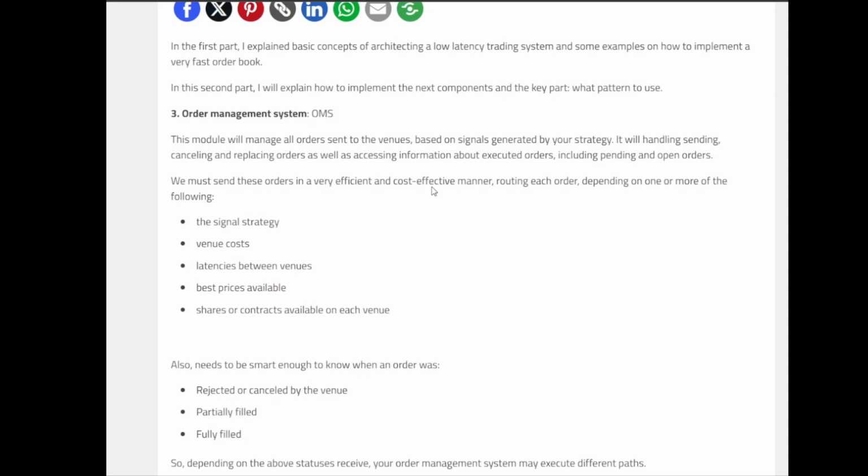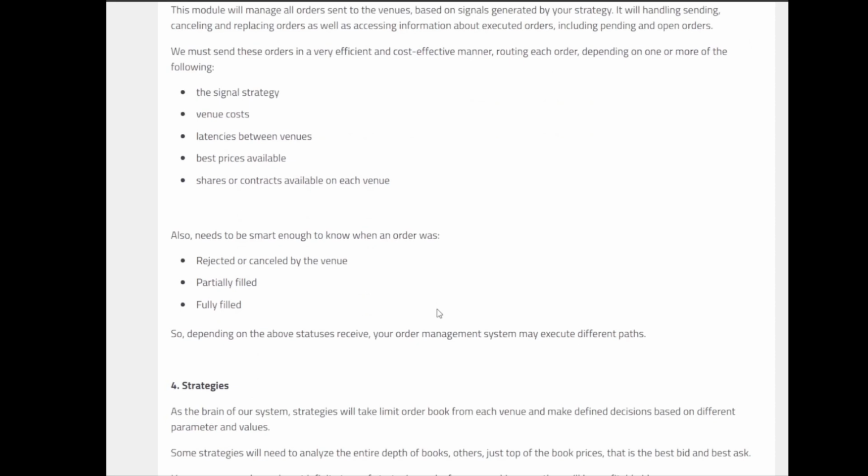We need to be smart enough to handle the cases where our order is rejected or cancelled by the venue, partially failed, or fully failed. These are cases that can make or break the system you are designing, and handling a lot of these edge cases is very important when designing the system. Based on these different statuses that we receive, our order management system may execute different paths.